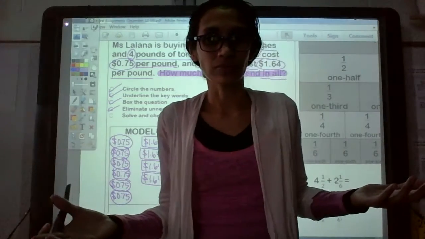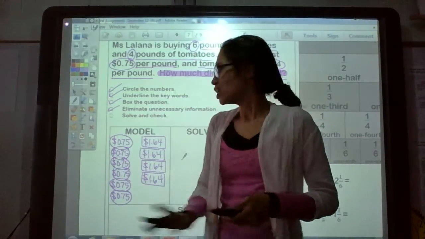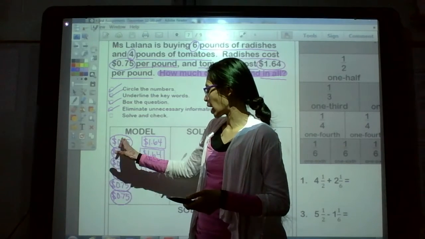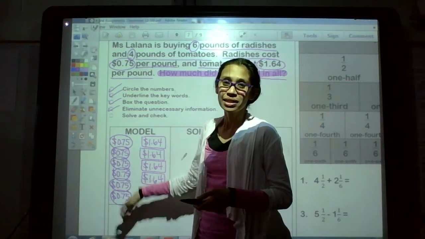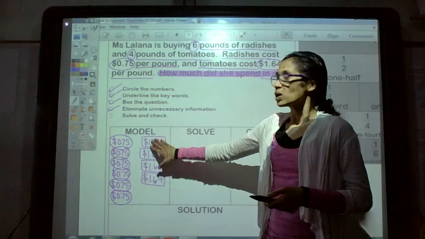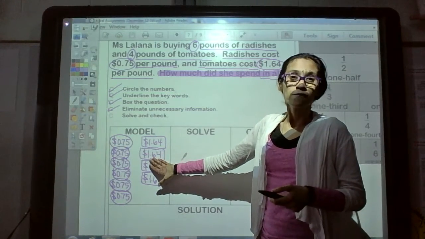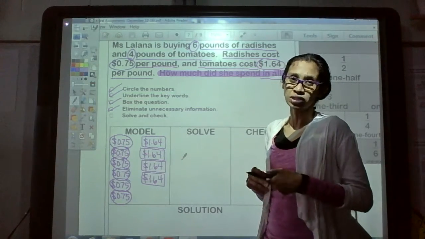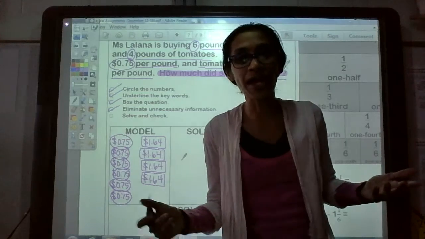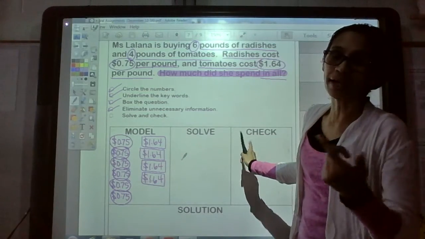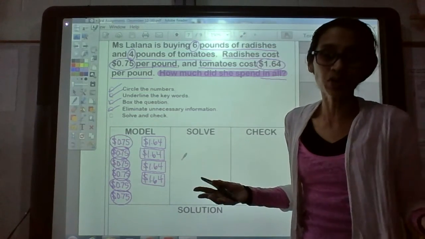Or what else can you do? You can multiply. You can do 75 cents times 6, and then $1.64 times 4, and then add those totals together. When you're done with that, you can do another way to check your work, or you can use a calculator.